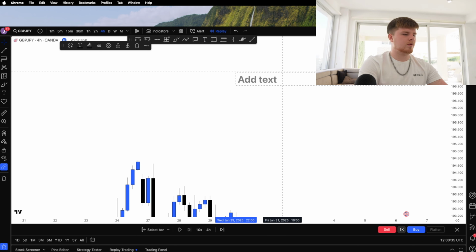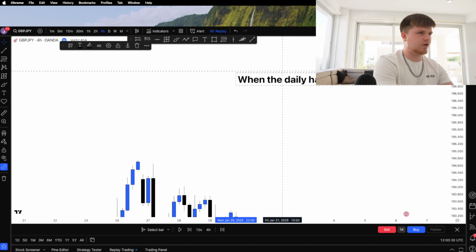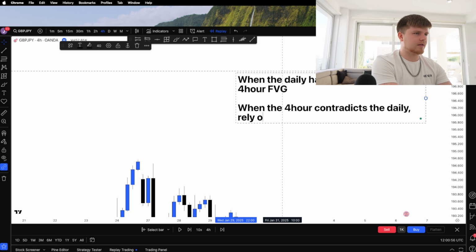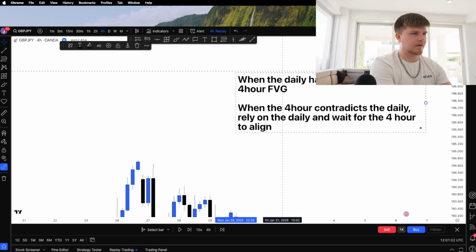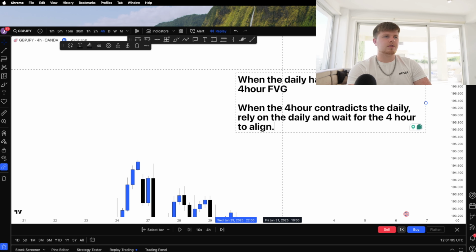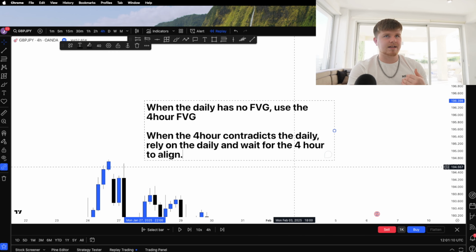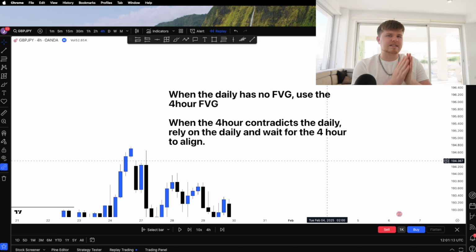So when the daily has no fair value gap, use the 4 hour fair value gap, okay? When the 4 hour contradicts the daily, like we had there, rely on the daily, and wait for the 4 hour to align, okay? So when you don't see a fair value gap on the daily, use the 4 hour. When you see the 4 hour contradicting the daily, rely on the daily more, because it's a higher time frame, it's more powerful, and it will get you to where you need to be.